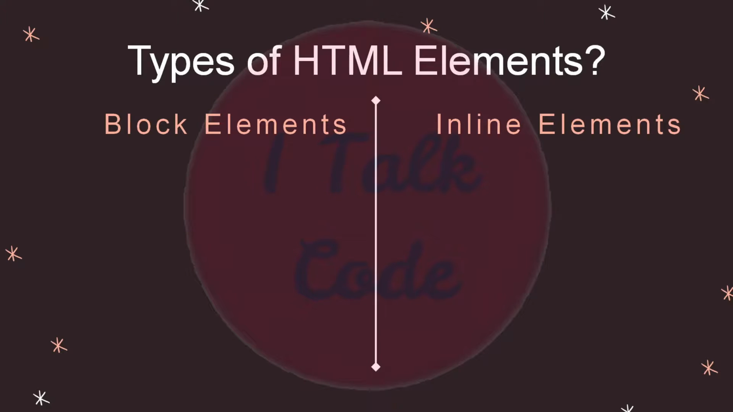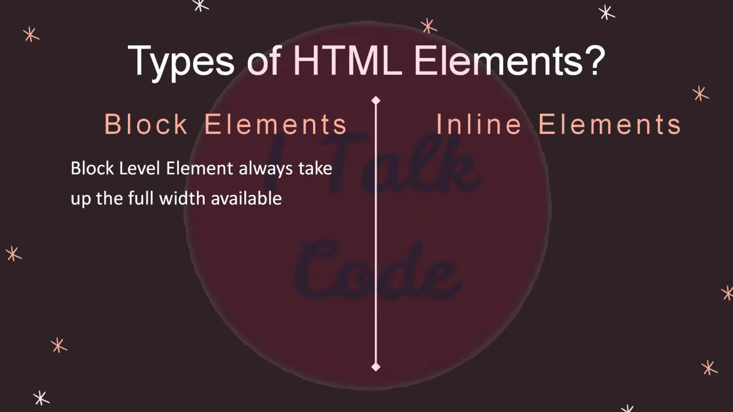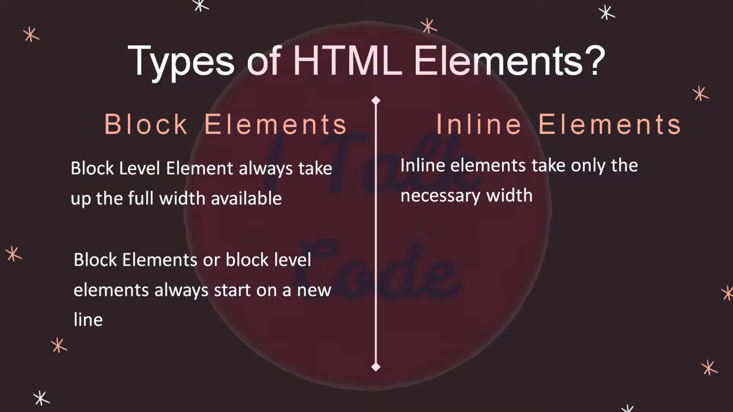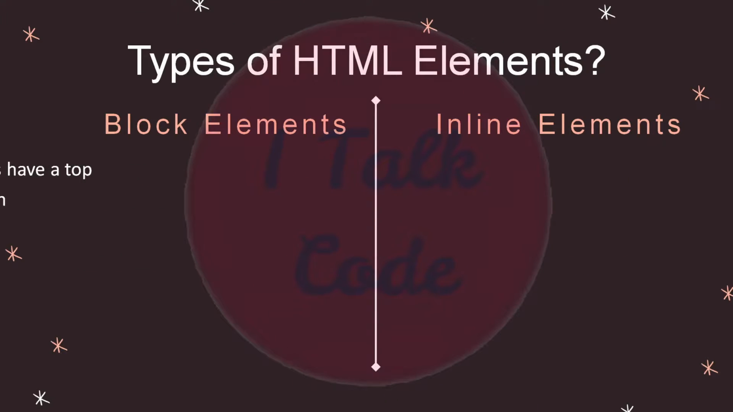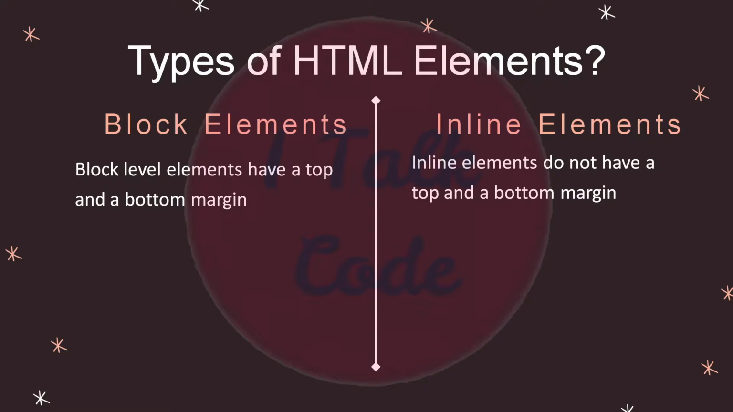Block level elements always take up the full width available. On the other hand, inline elements take only the necessary width which is required for the content to be displayed properly. Block level elements always start on a new line, whereas inline elements continue on the same line. Block level elements have a top and a bottom margin, whereas an inline element does not.